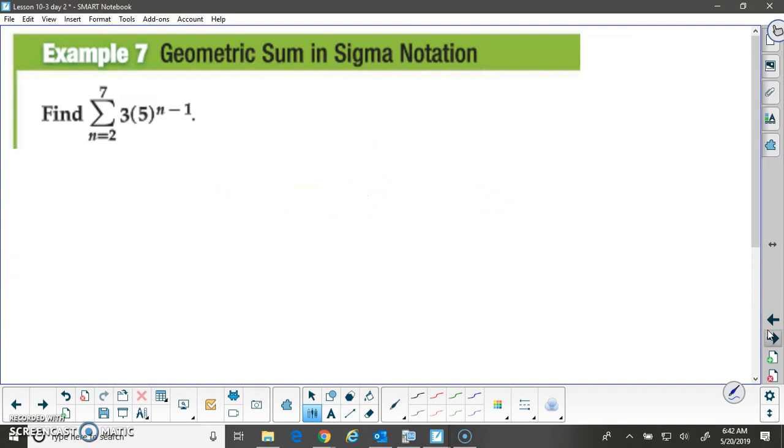Next, we've got a sigma notation, and this is geometric. And how I know that is based upon the formula that I'm seeing here. I can see that the common ratio is 5. Well, the number of terms that we have here is 7 minus 2 is 5, plus 1 is 6. We're going to have 6 terms. I'm going to list all 6 of these terms here. We start off by putting 2 in for n, and if we do that, we're going to get 3 times 5 to the first, which is 15. Then we're going to put 3 in for n, and we're going to get 3 times 5 to the second, which is 75. And what you're noticing here is we're just multiplying by 5.